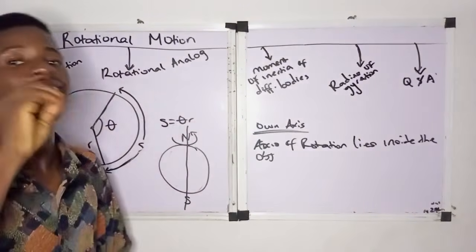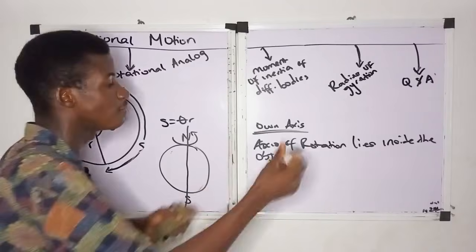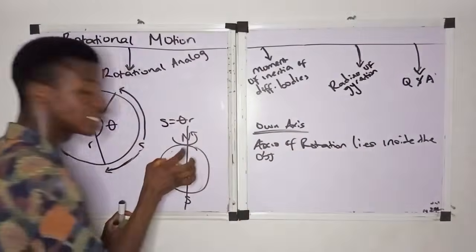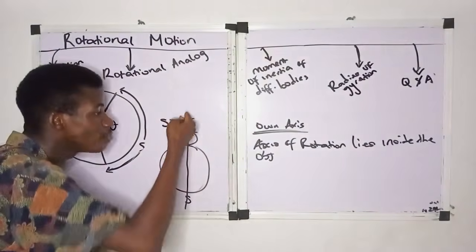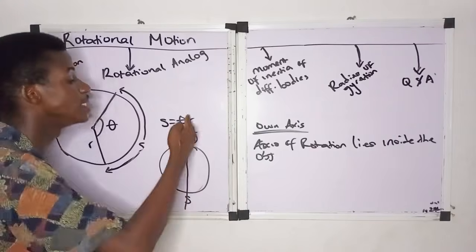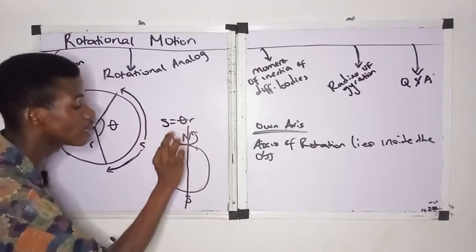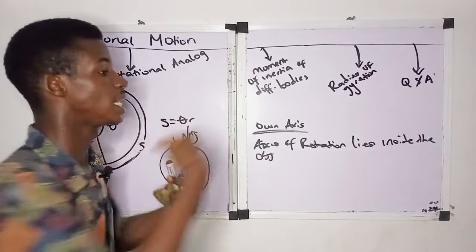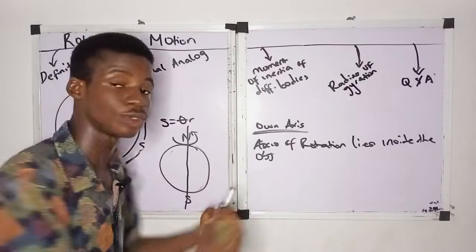But when a planet revolves, let me just continue first. So the axis of rotation lies inside the object. If you look at the Earth, this is an imaginary axis. If you look at it, the axis is inside the object. So that is in rotational motion.